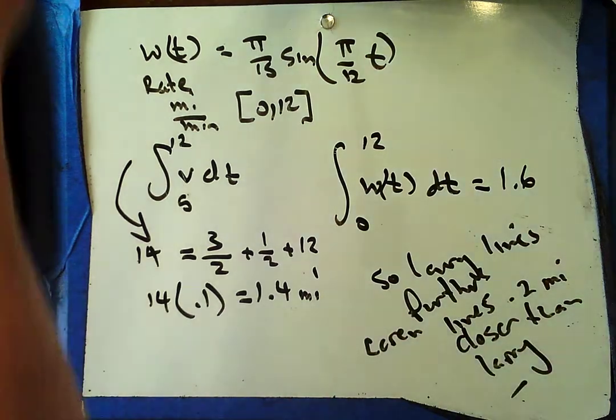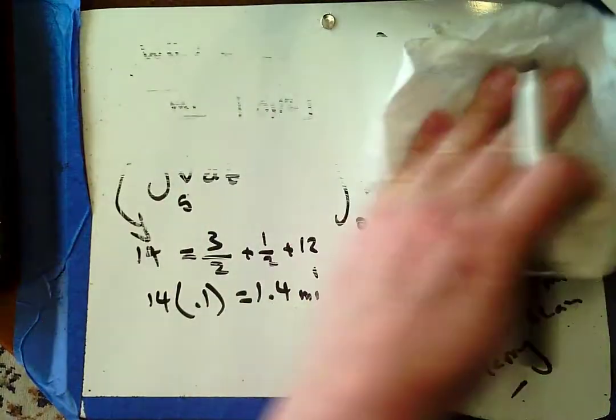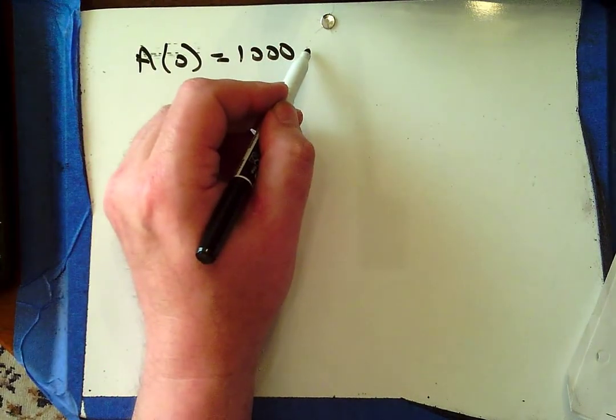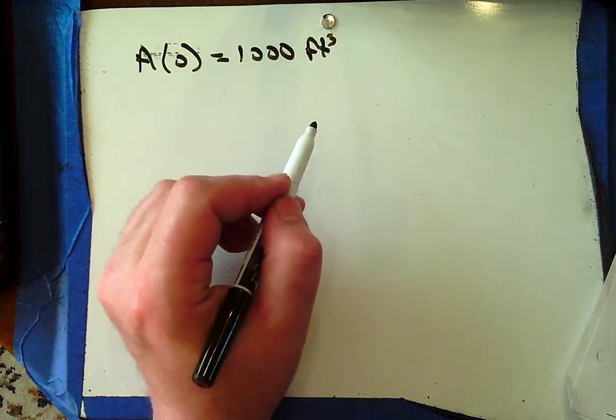Okay, so there's problem number 7. That didn't feel so bad. And finally, problem number 8. Let's see how that one goes. The figure shows an above-ground swimming pool with a radius of 12 and a height of 4. Pool contains 1,000 cubic feet of water at time equal to 0. So A of 0 equals 1,000, and that's cubic feet.